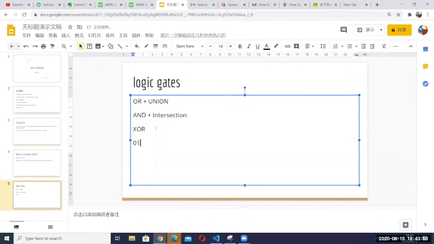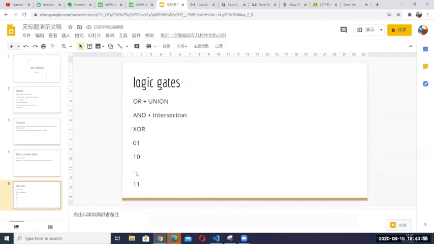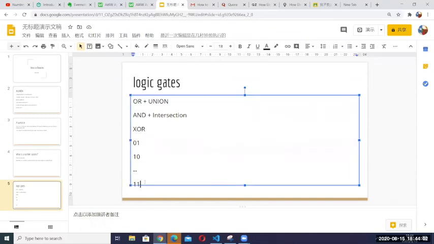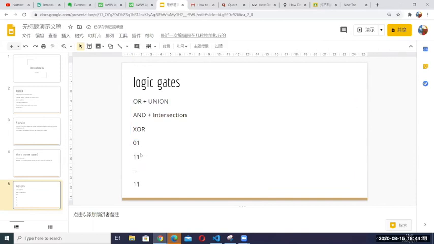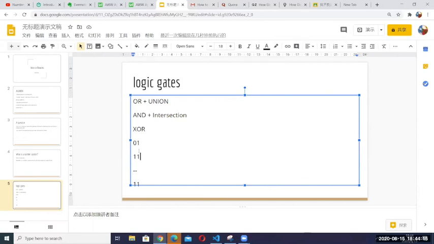Let's say we have 0, 1 and 1, 0. In XOR, it will result in a 1, 1. So input of 0, 1, 1, 0 gives you 1, 1. This isn't OR or AND per se, because in an OR situation, if you give a 1, 1, this will be true. This will be a correct calculation. But in XOR, if you give a 1, 1, both 1 here and 1 here, it will actually give you a 0.